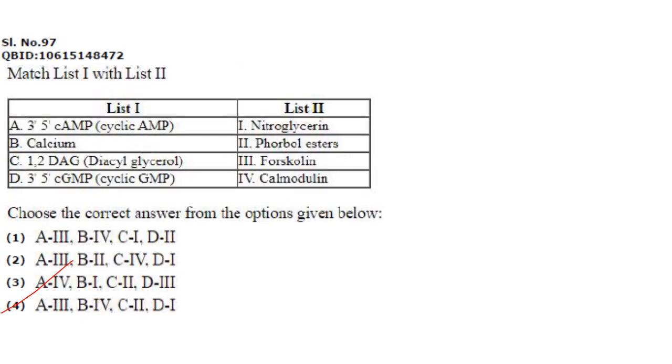Now cyclic AMP. Cyclic AMP is forskolin. Calcium is calmodulin, B4. 1,2-diacylglycerol is phorbol ester, and 3', 5' cyclic GMP is nitroglycerin. So the answer here is option 4. A3, B4, C2, D1.